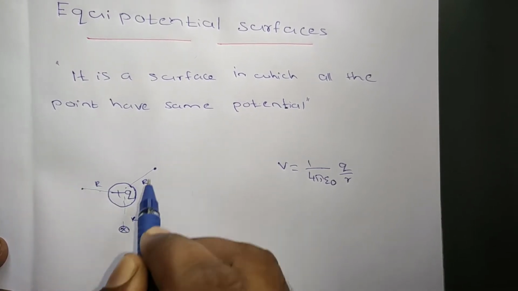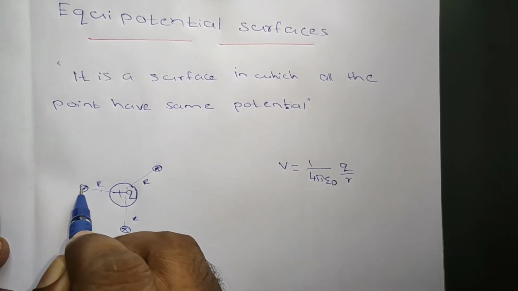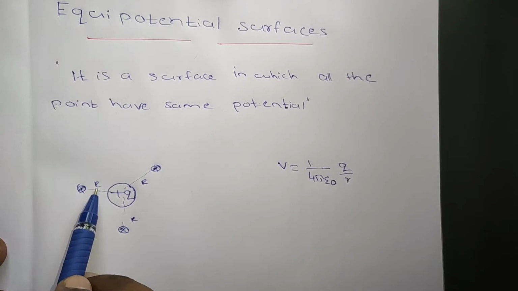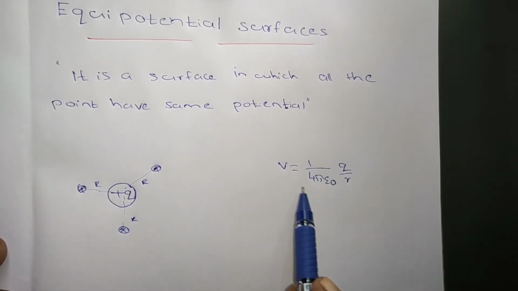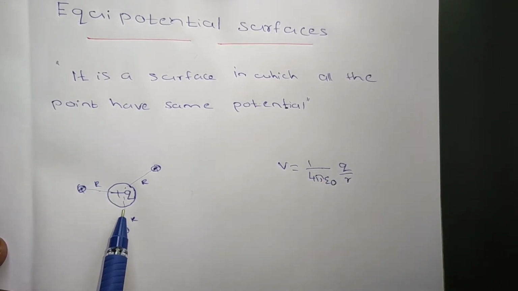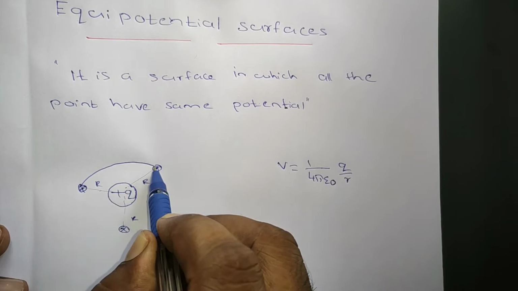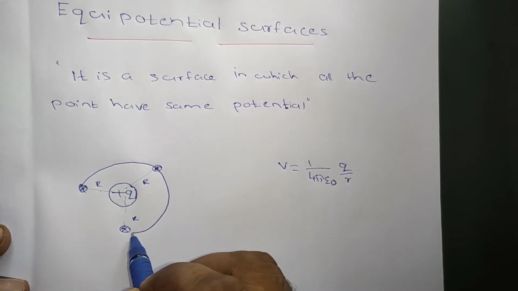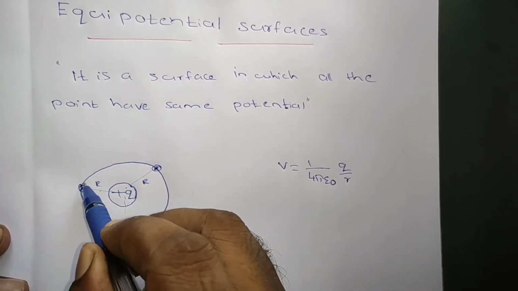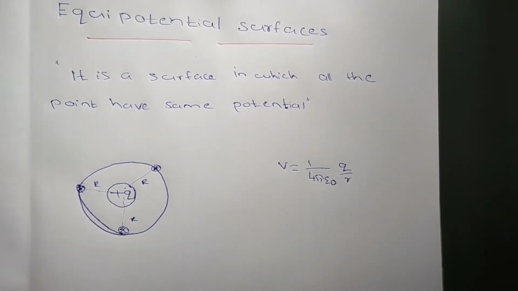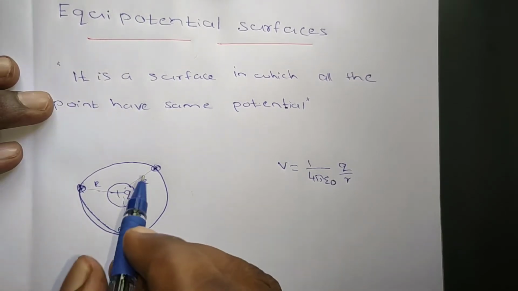You see this point and this point I am going to consider. All these points have an equal distance, so the potential produced by the point charge is equal. So if I join all these points, what will I get? I will get a surface, like this. Actually it is a spherical surface. So this is the equipotential surface of a point charge.